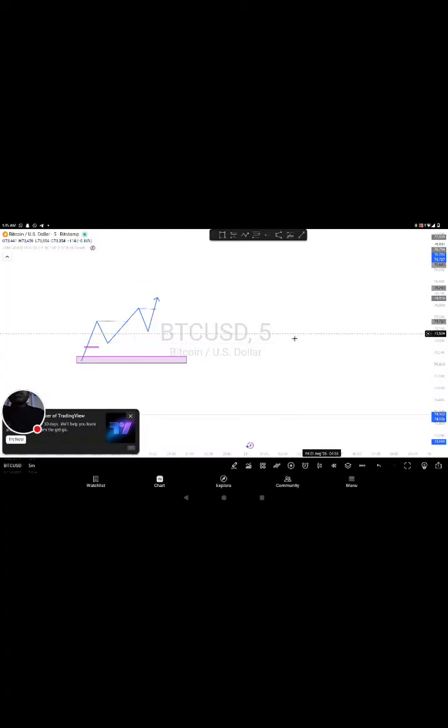Now it must form a liquidity. We have two types of liquidity. We have trendline liquidity and consolidation liquidity.